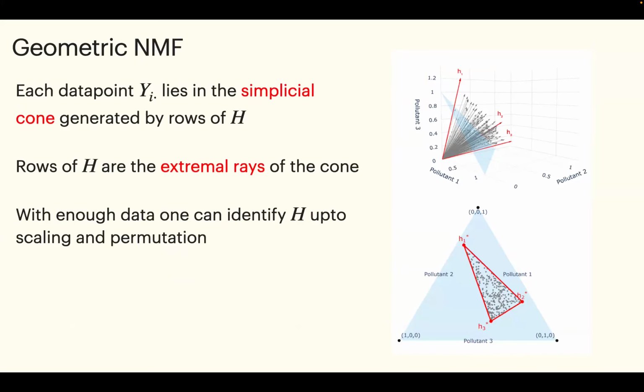So the idea of geometric NMF is that if you have enough data, you can identify the shape of the cone. And to get an intuition, if you look at the cross-section, you are essentially getting this bunch of dots, and you're asked to estimate a triangle. If you have enough of these dots, the shape of the triangle becomes clearer and clearer, and you can draw a triangle which roughly approximates the true triangle. And then the corners of the triangle give you the H matrix up to some scaling and permutation.